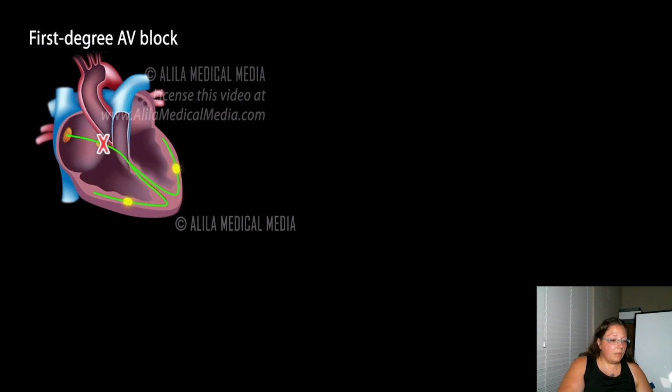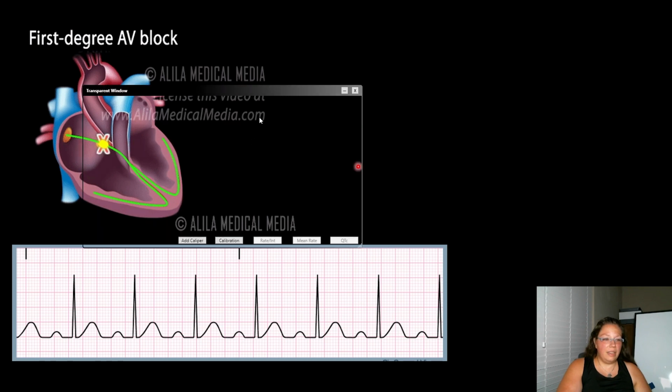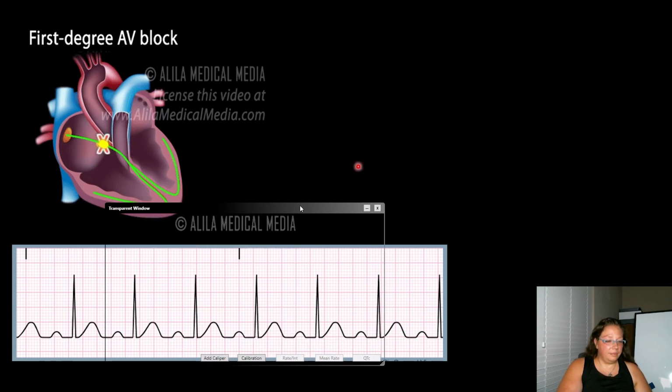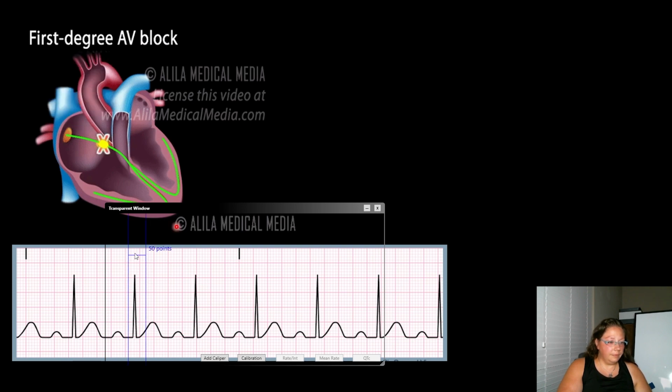Okay, what does the rhythm strip look like? Looks like sinus rhythm, doesn't it? Looks like normal sinus rhythm. However, let's get our calipers out here. Let me calibrate them real quick. That's one thing about this, I have to calibrate it every time I use it, but it shouldn't be too long.